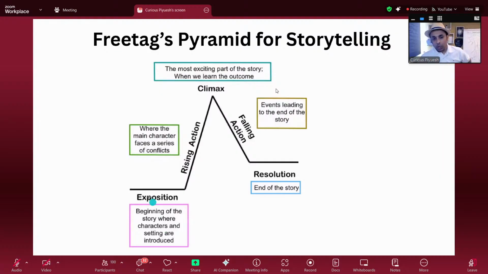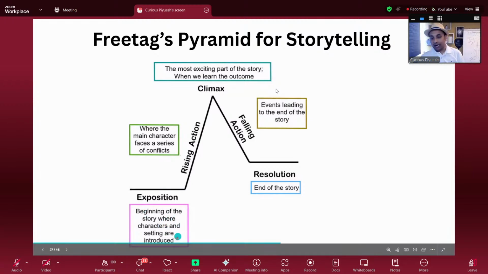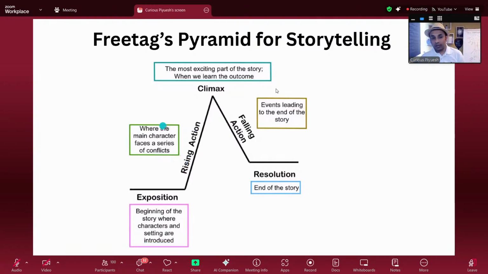And look at this. He has used different words, and I'm not a big fan of difficult words. So this part is exposition. Exposition is basically when you are exposed, which means the setup: the beginning of the story where the characters are introduced. Then the rising action. Rising action is basically the struggle where the main character faces a series of conflicts. The third one is the climax, the most exciting part of the story when we learn about the outcome, where the hero has overcome the main struggle.